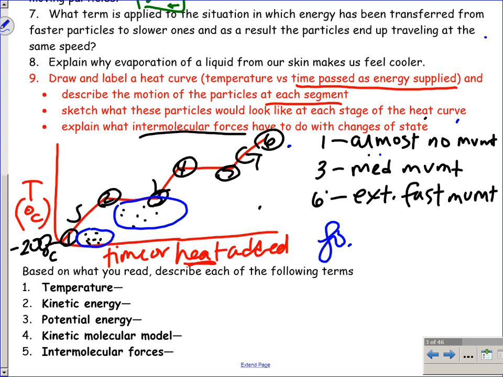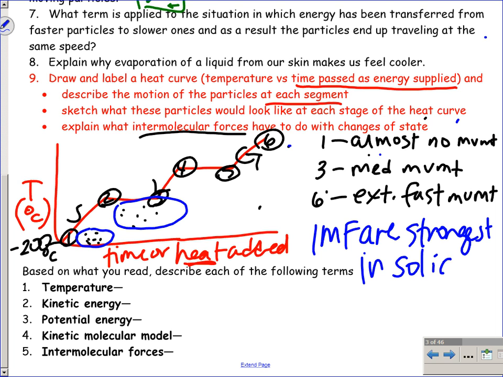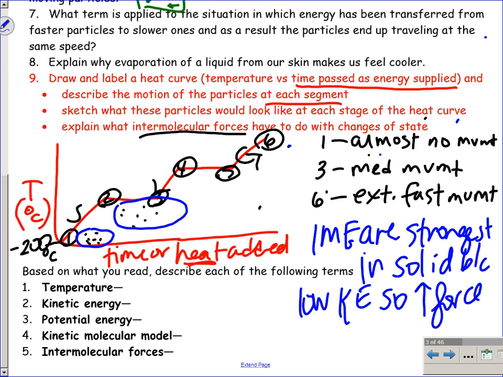Good. So let me actually abbreviate that. IMFs are strongest in the what? And why? Right, and I'm going to elaborate on that. But they're close because, do they have a lot of kinetic energy? So are they able to move away from each other? No. So IMFs are strongest in the solid because of low kinetic energy, so increased forces of attraction, simply because they can't move away from one another, so their forces stay very strong, like magnets holding them closer.